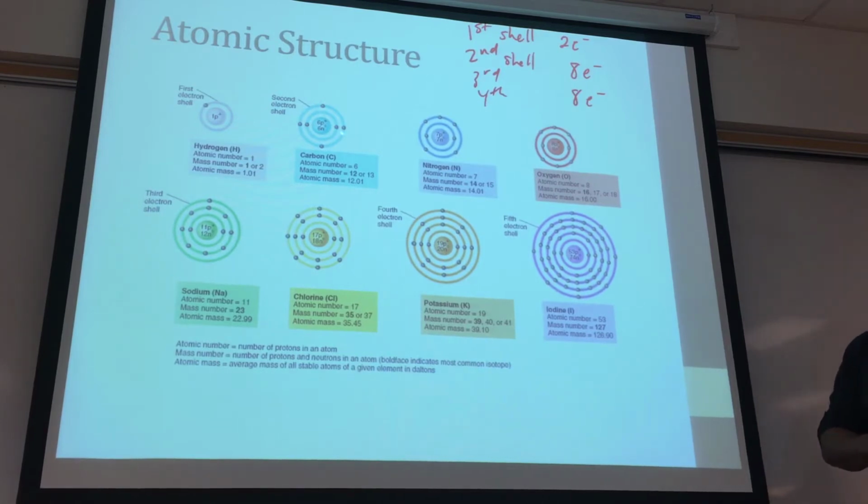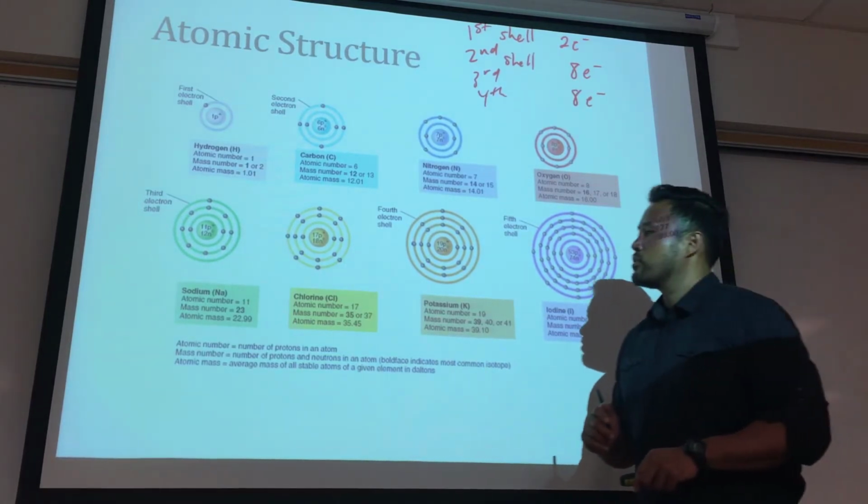2 electrons on the first, 4 on the outer shell. Okay? So I'll talk about that in a little bit when we talk about our carbon atom. Let's give you another example. Let's take a look at sodium.